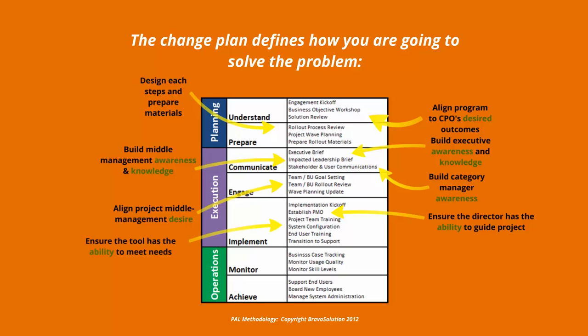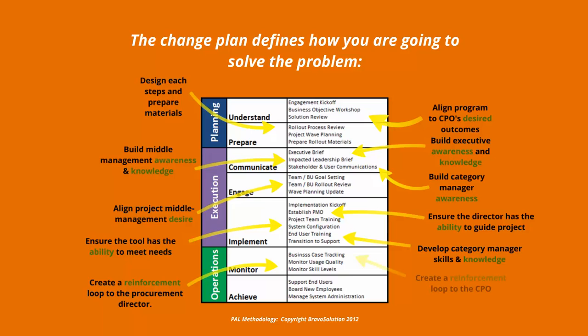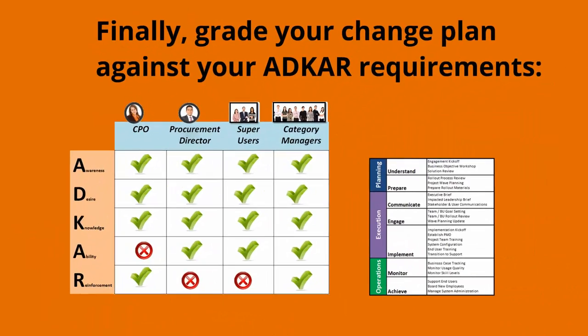The tool is configured to have the right abilities, and end users are trained. Usage is monitored, success rewarded, and barriers removed, with information flowing from the actual usage of the category managers and the super users all the way back up to the CPO. If we were to systematically review the mappings between the ADKAR chart and this implementation plan, we could create an assessment of the implementation plan's change management capabilities that would look something like this. And that is how you use ADKAR to rate an implementation plan.